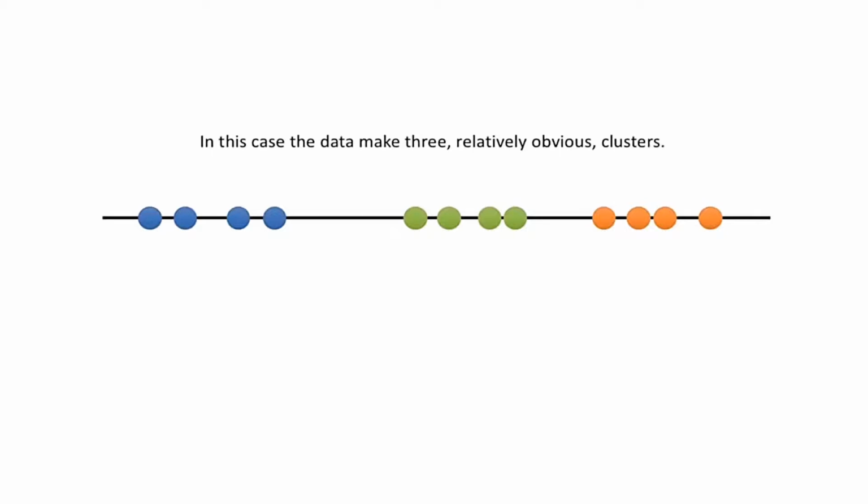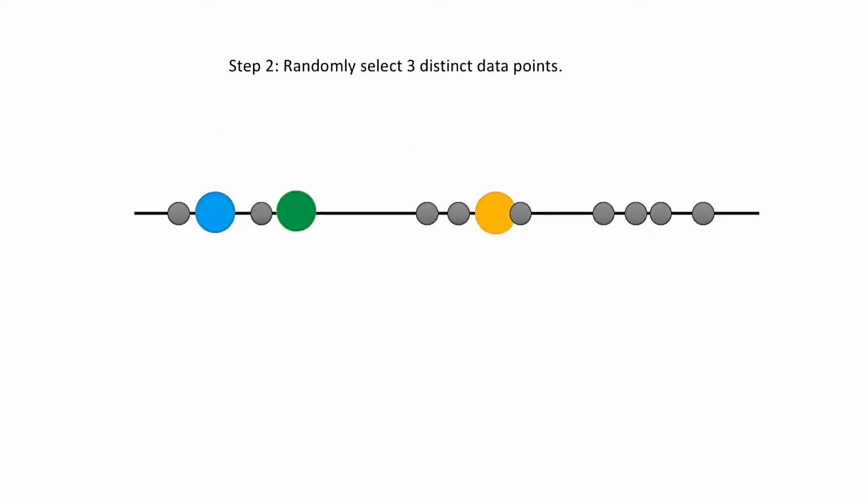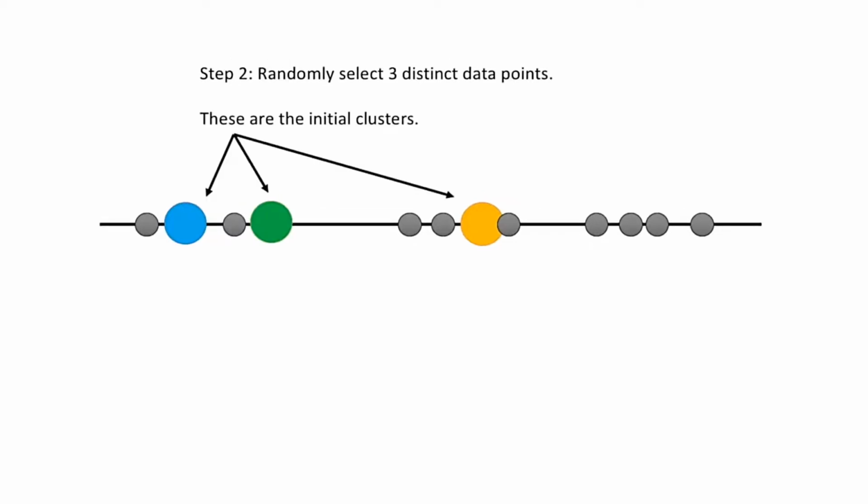Take unclustered data to cluster. Step 1. Select the number of clusters you want to identify in your data. This is k in k-means clustering. In this case, select k equals 3. That is, we need to find 3 clusters. Step 2. Randomly select 3 distinct data points. The blue, green and orange dots are the initial clusters.